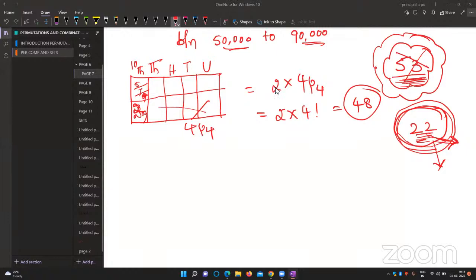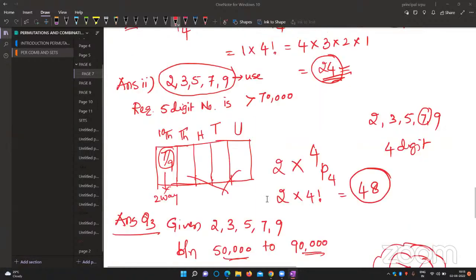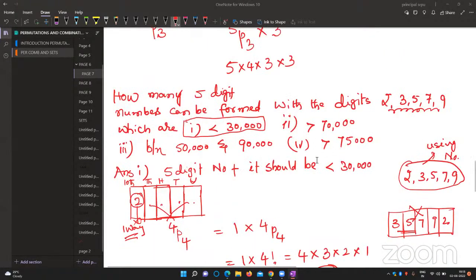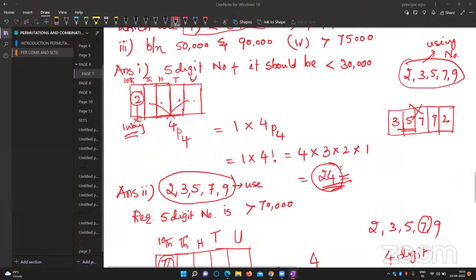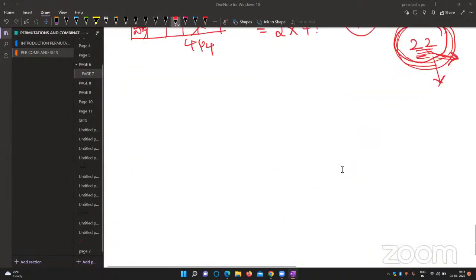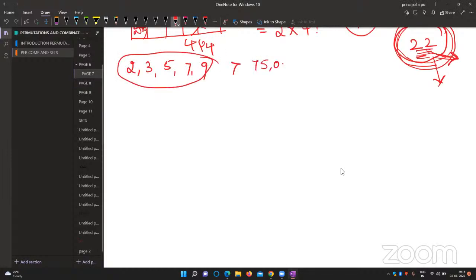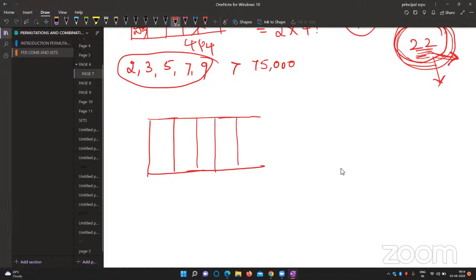So the next question, look here. The last question is, here they have asked, it should be greater than 75,000. We have to use the digits 2, 3, 5, 7, 9, and it should be greater than 75,000. Again, last and final, you'll come to know. So this is 5 digits: 1, 2, 3, 4, and 5.